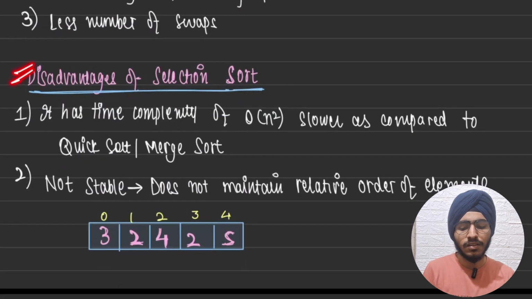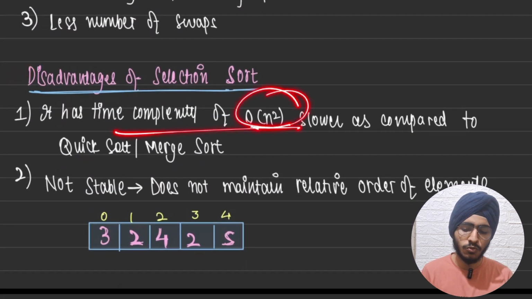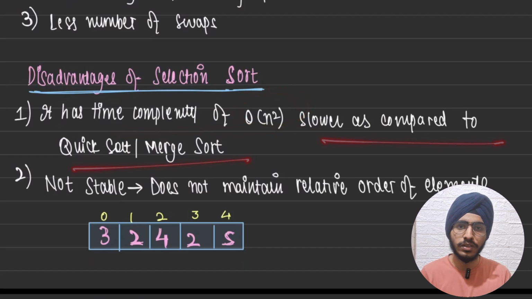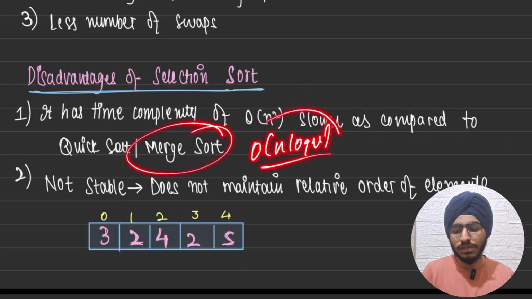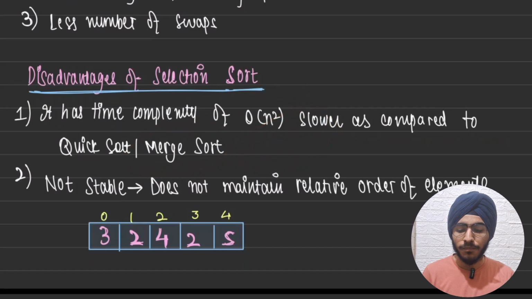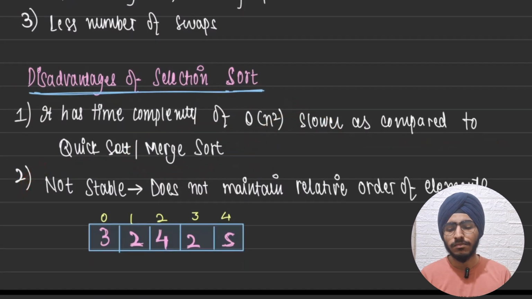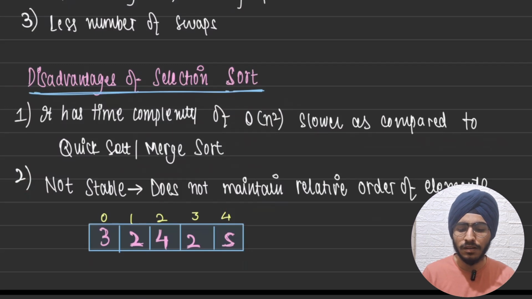So what are the disadvantages? Its time complexity is big O of n square, which is slower as compared to quick sort or merge sort. Yeah, quick sort and merge sort give big O of n log n. So it is slower actually. Now it is also not stable, like it does not maintain the relative order of elements. Let's understand what that means.